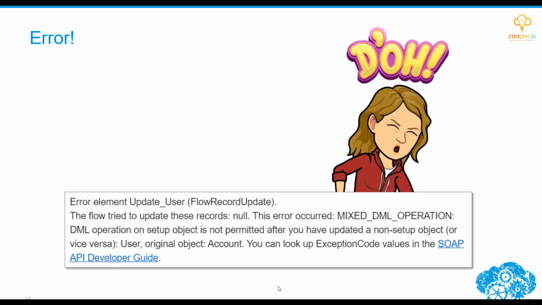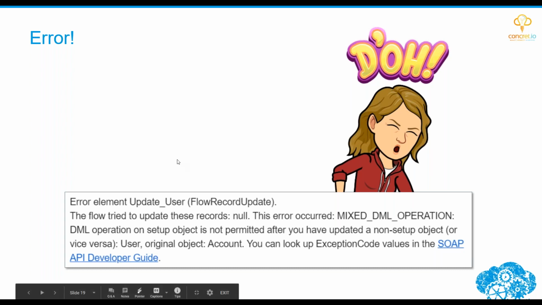I'm reading the error message and it says that user is trying to be updated and we're trying to update this setup object, and we also have an update to the original object, which was the account object, and it's getting all confused. And what do we do here? So let's talk a little bit about mixed DML operations.